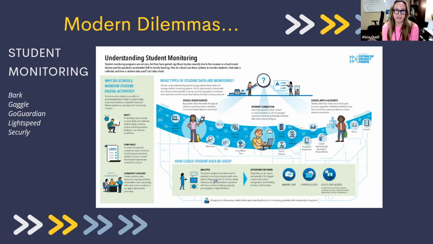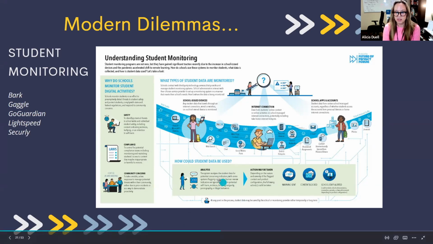First, there's an analysis that happens. These programs all have different keywords or phrases that are set up to be flagged. It could be words that are associated with self-harm, bullying, violence, sex, sexual abuse, alcohol, drugs. When the system flags something, an action can be taken.